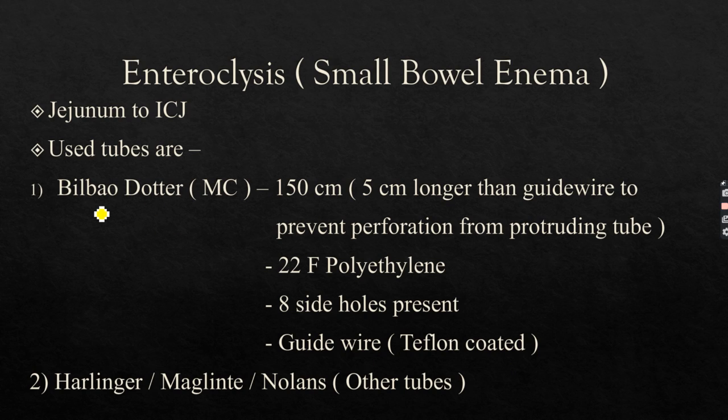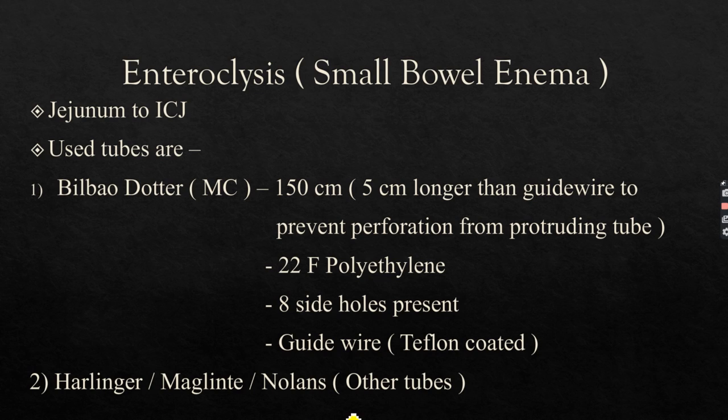And this tube is used for enteroclysis intubation, meaning we go through the nostrils, through the esophagus, through the stomach, through the duodenum, and we intubate the jejunum or the duodenojejunal junction in order to put the barium directly inside the jejunum, right? This is small bowel enema, enteroclysis.